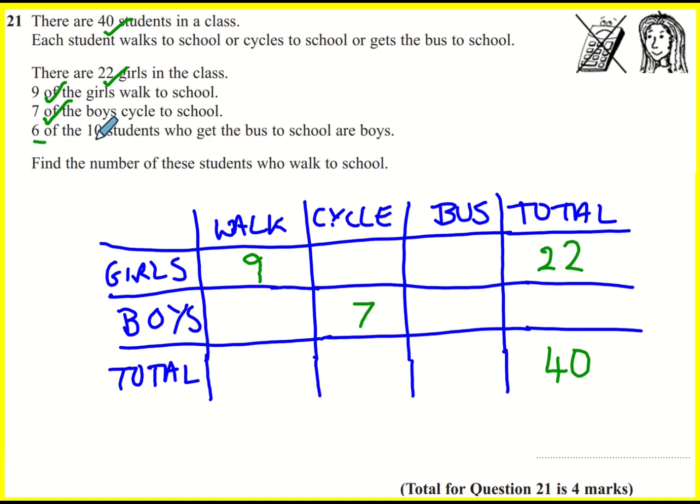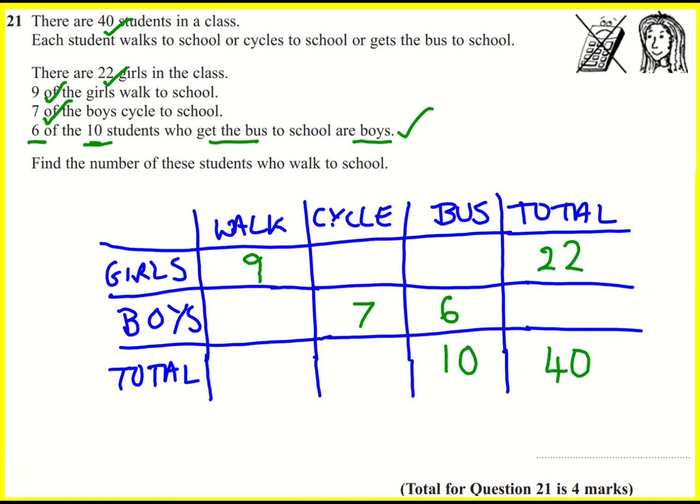6 of the 10 students who get the bus to school are boys. Okay, so they've given us a bit of information there. They've given us that 10 students get the bus. So if 10 students get the bus, I can put 10 in the total for bus. And then I'm told that 6 of them are boys. So 6 of those 10 pupils who get the bus are boys, as it's just told me on this line here. Okay, so that's all the information given to me from the question.